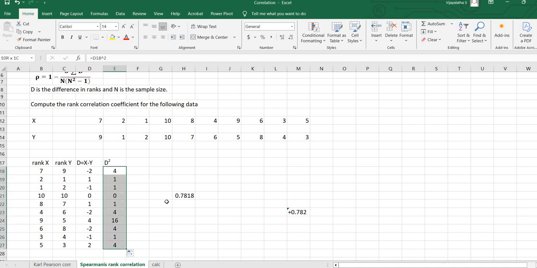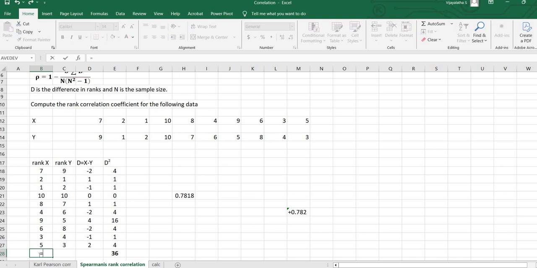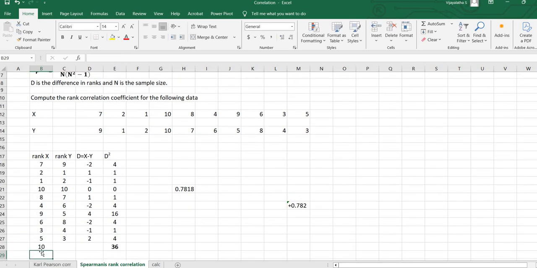We can find the sum using the auto sum function. So this is 36, and we need the total count. How many observations? So we can put is equal to count. What are the cells that have to be counted? This many cells. So the total count is 10. So we have got both the terms that are necessary for us.